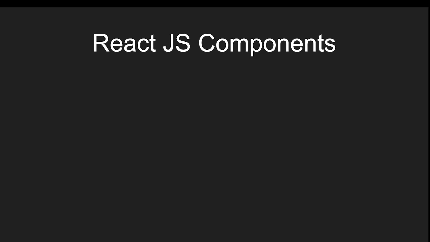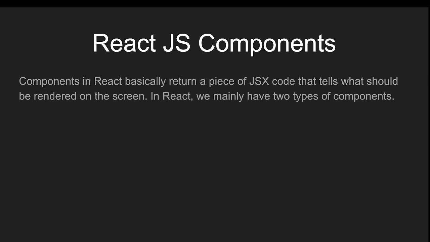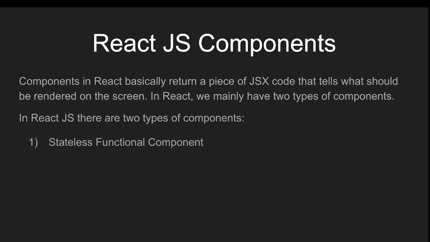In this video, I'll tell you all about ReactJS components. Components are basically independent, reusable bits of JSX code, and they serve the same purpose as JavaScript functions, but they work in isolation and return HTML. In React, there are basically two types of components: the stateless functional component and the stateful class component. Now let's discuss each of these components.